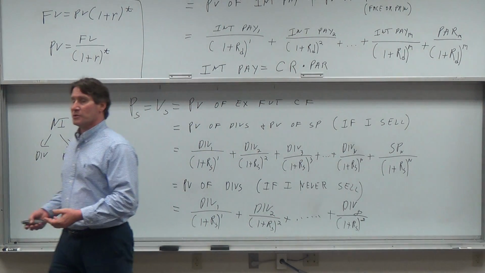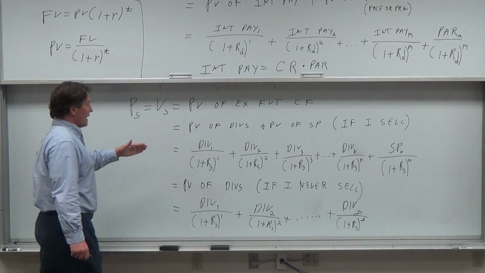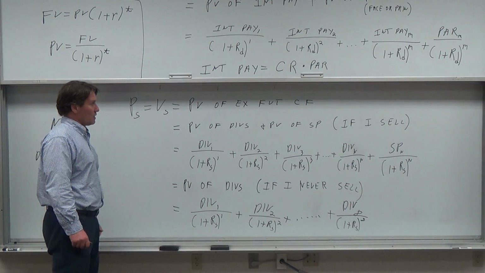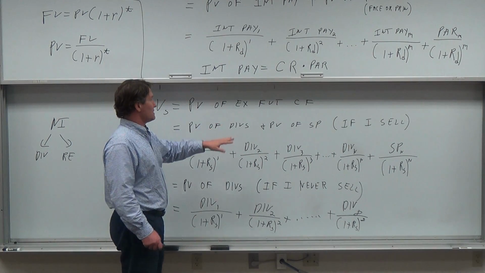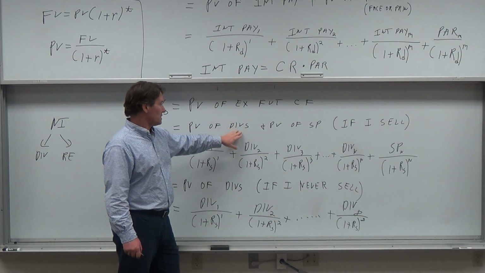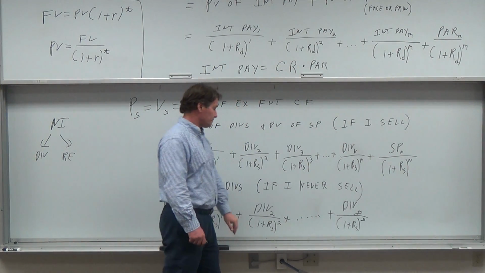My stock doesn't have a maturity date. Bonds have a maturity date. So we're going to have to price bonds assuming we sell it or don't sell it, which we'll talk about in a second. So the price of any financial asset is the present value of expected future cash flows. We call those cash flows dividends, and selling price if we eventually sell the stock.